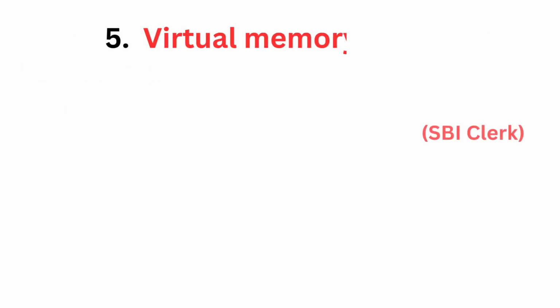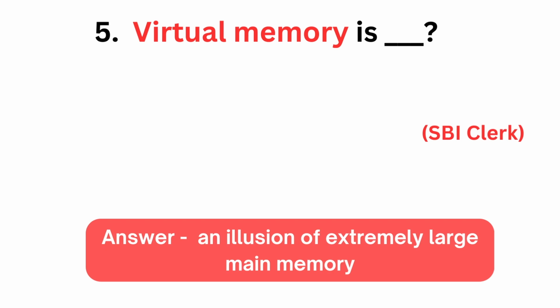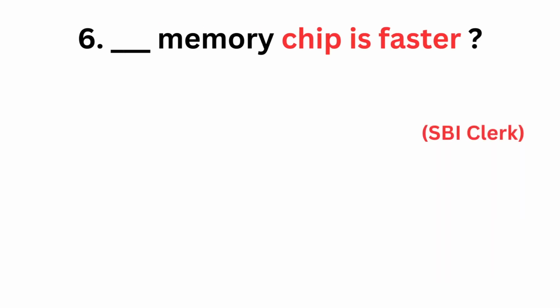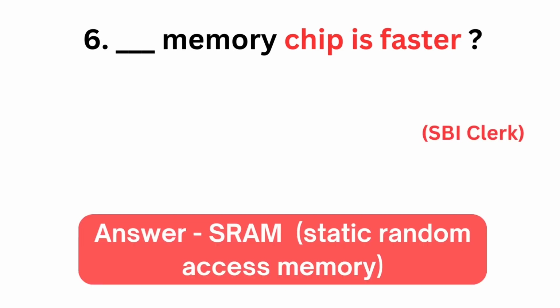Buffer. Virtual memory is what? An illusion of extremely large main memory. Which memory chip is faster? SRAM, static random access memory.